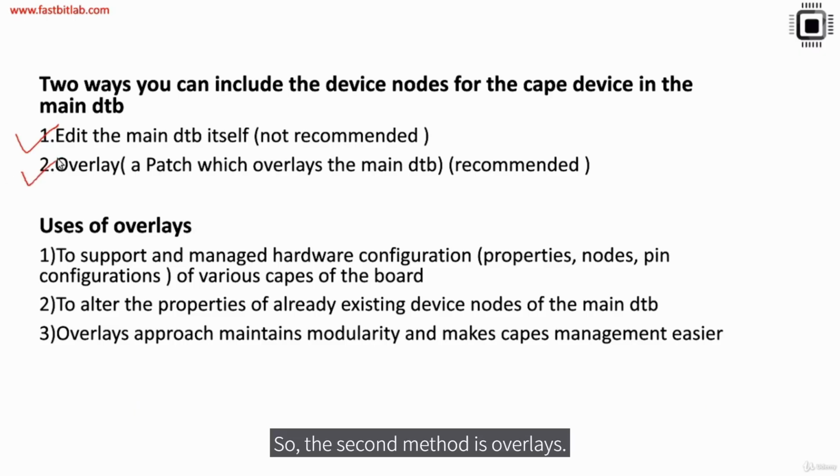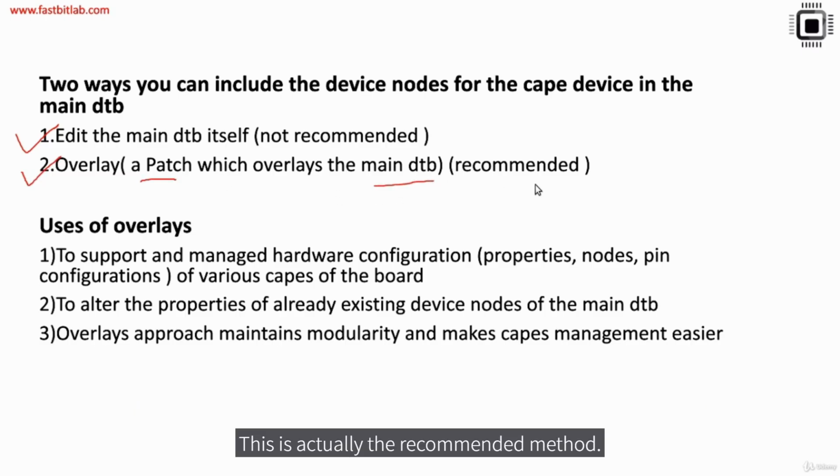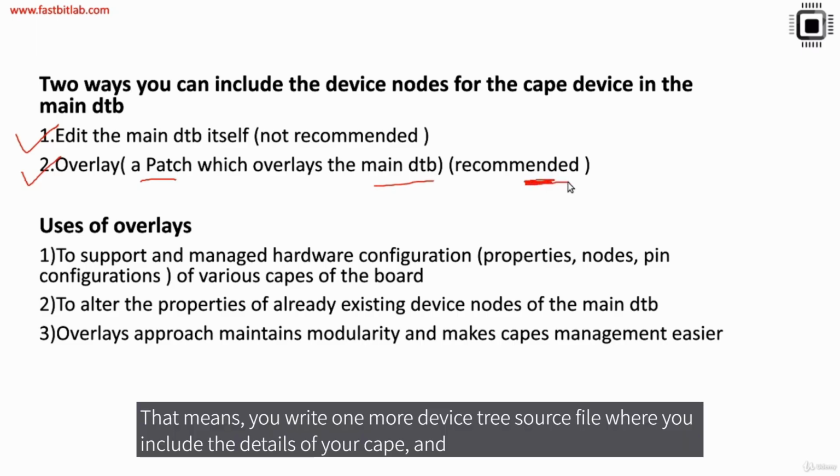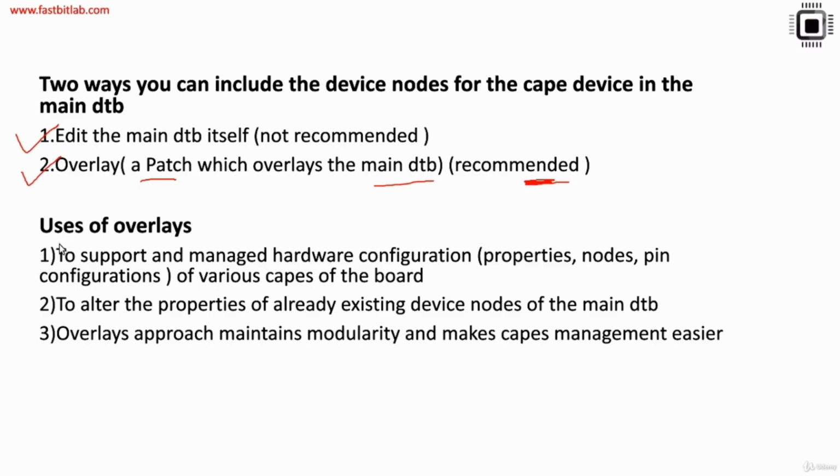So the second method is overlays. That means you create a patch for that cape which overlays the main DTB. This is actually the recommended method. That means you write one more device tree source file where you include the details of your cape, and then you patch that file with the main DTB.